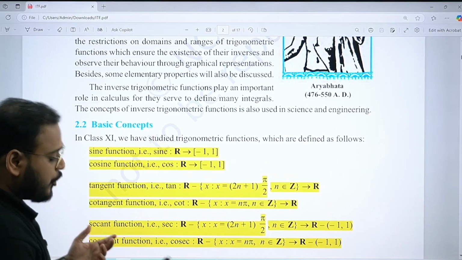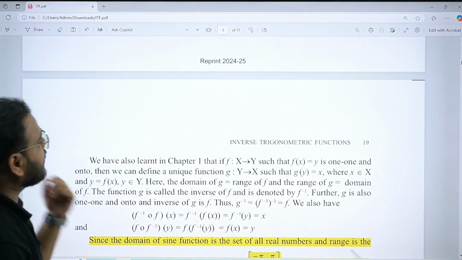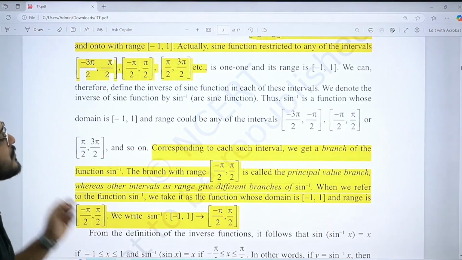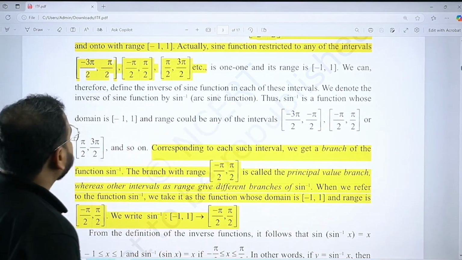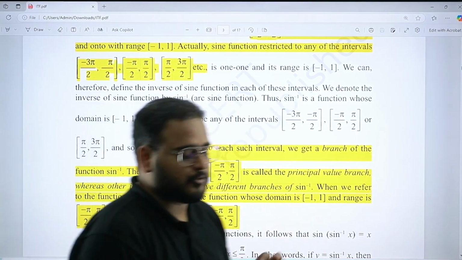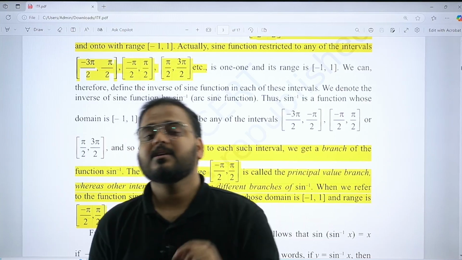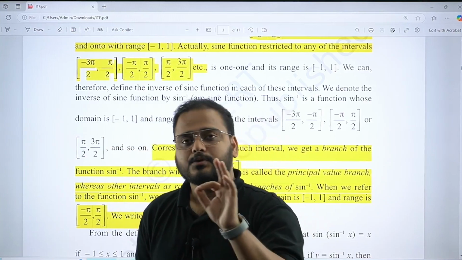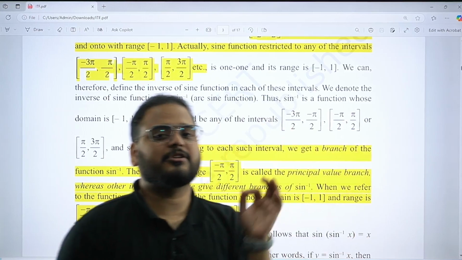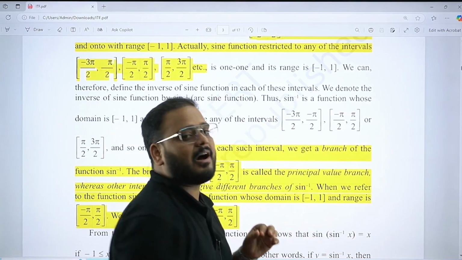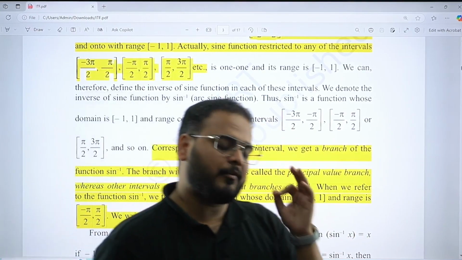Once that is done, you have to move on to finding the inverse of a trigonometric ratio. Again, what did I say? The function has to be bijective. A bijective function means it has to be one-one and onto. Check the sine function and draw the sine function graph. I'll show you the graph, don't worry. It's very important. You have to do the graph as well.